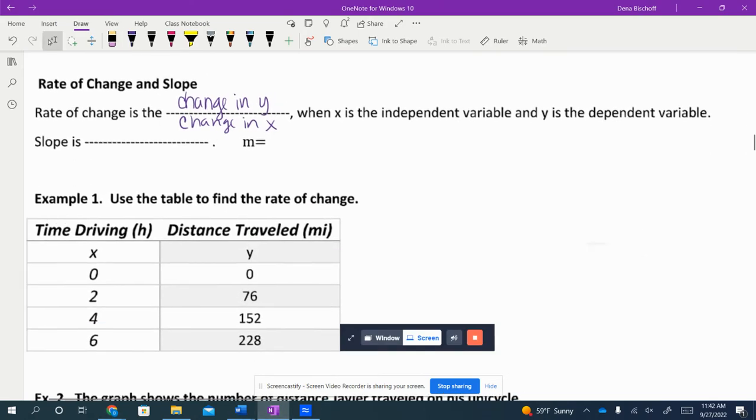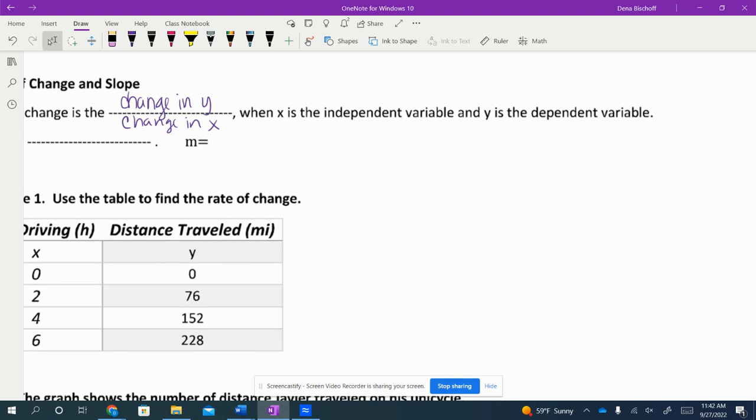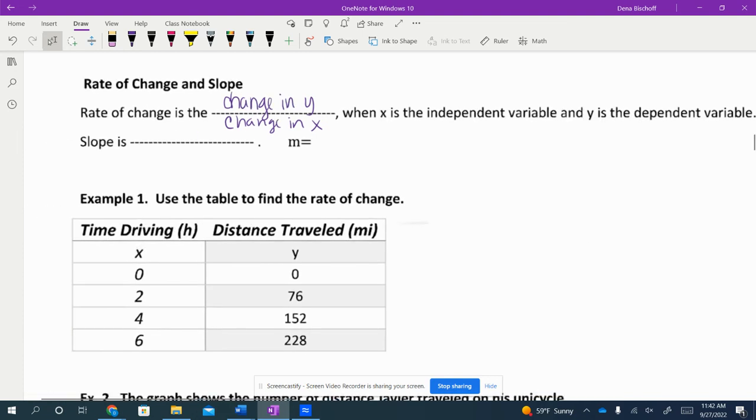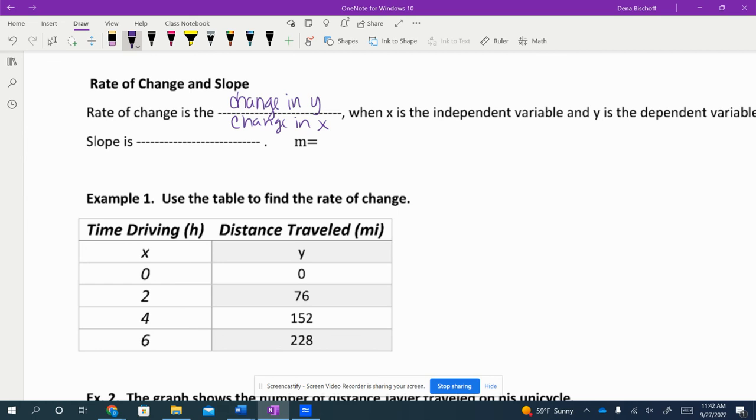Okay. When the x is the independent variable and the y is the dependent variable, slope is the rise, how much you go up over... say it again, Tessa. Yeah, rise over run. And then that little m equals, that's going to be an equation, and it's going to be written as a fraction.